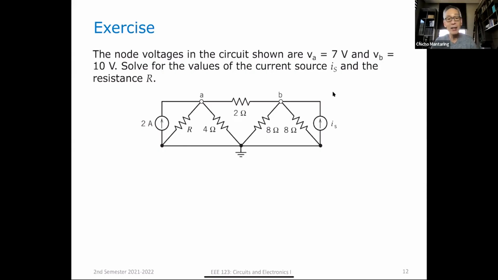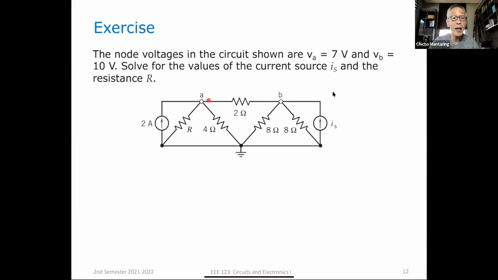So actually, how many essential nodes are there? There are 3 essential nodes. No, this is one essential node, A, B, and the other essential node is your ground. But we designate this already as our reference, and therefore we only form 2 KCL equations. One KCL equation for this and one KCL equation for this.